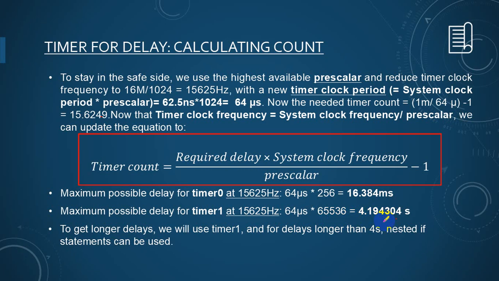Okay. Now, if we want to get more delay, what do you do to get longer delays? We'll use timer 1 and add for delays longer than 4 seconds, nested if statements can be used. Okay, nested if statement you can use. Now we'll go for some practice problem.